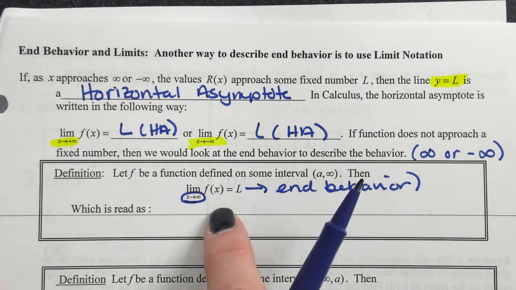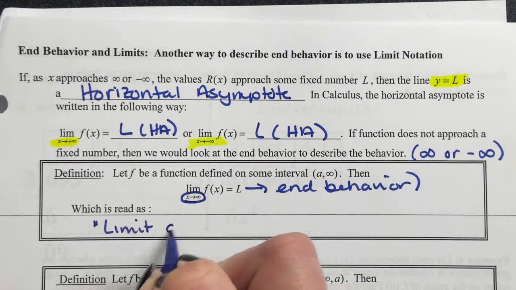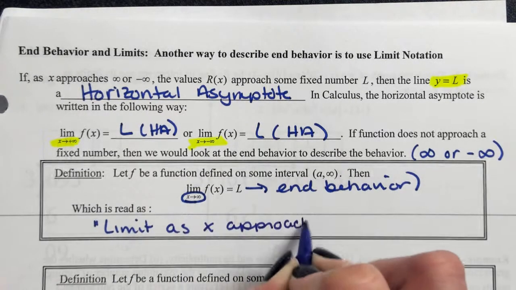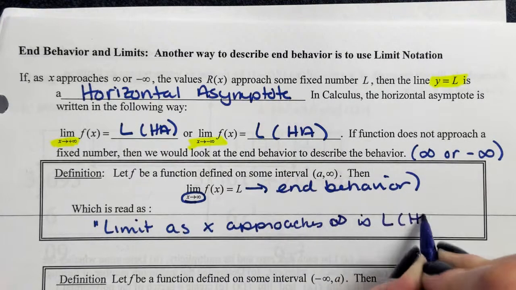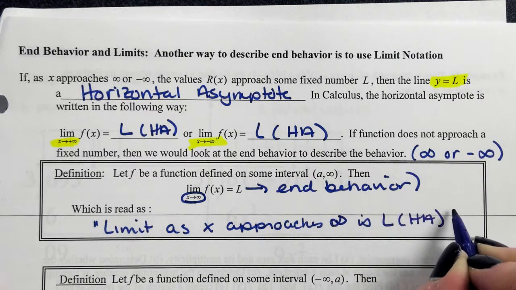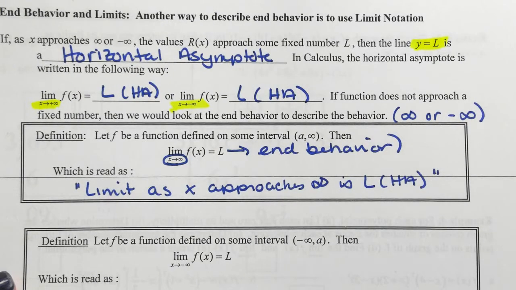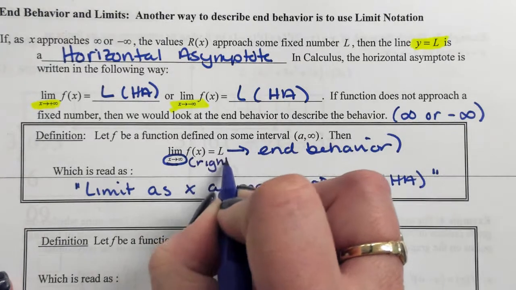So the way this notation is read, it's the limit as x approaches infinity is L, which is the value of your horizontal asymptote, if it exists. Again, as x approaches positive infinity, you're looking at the behavior on the right.